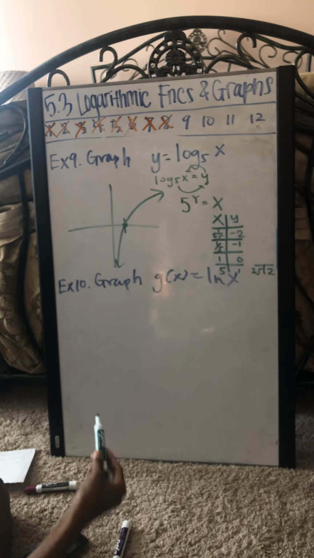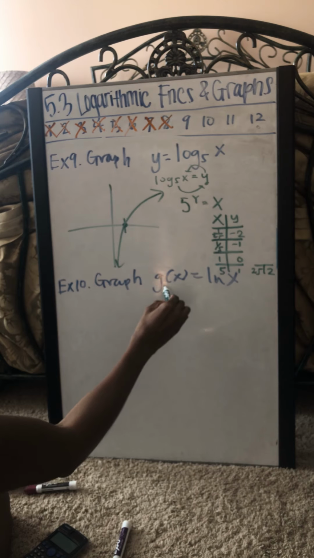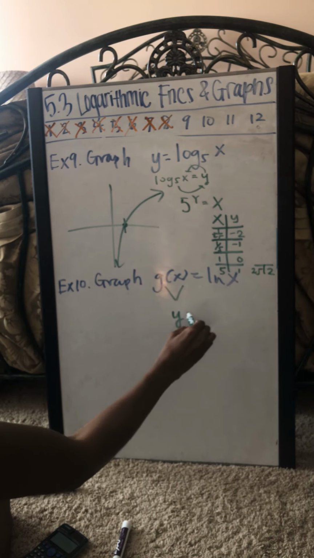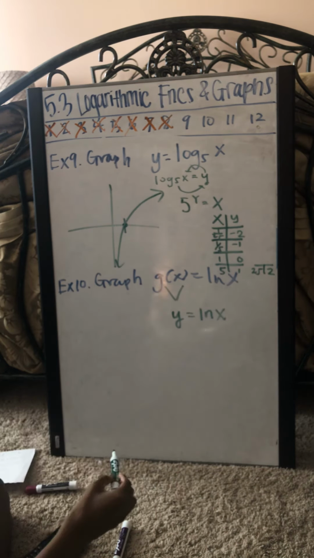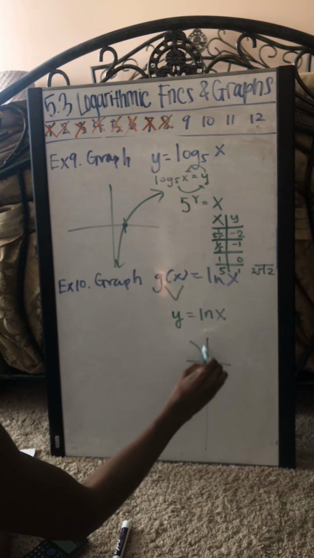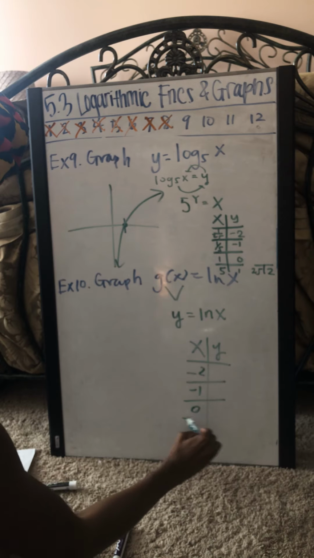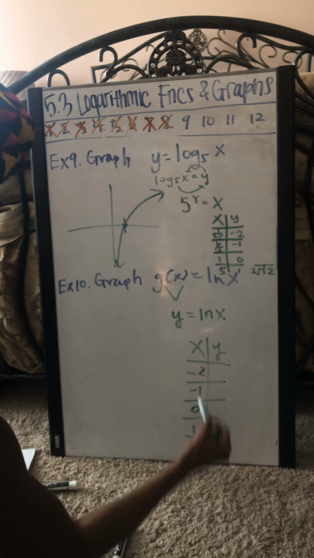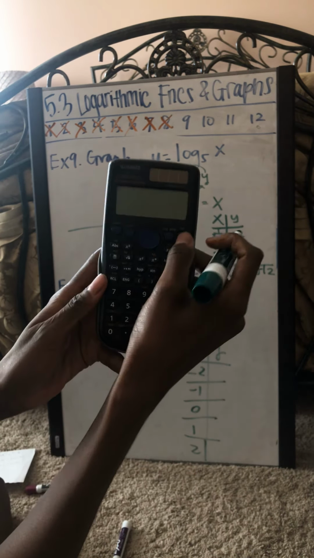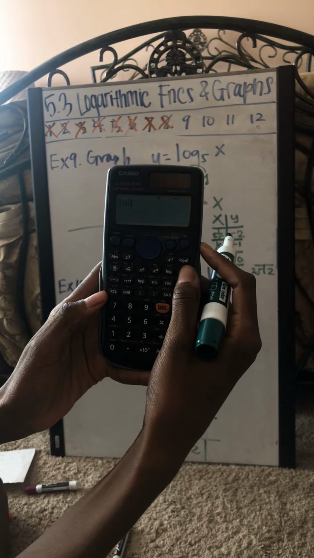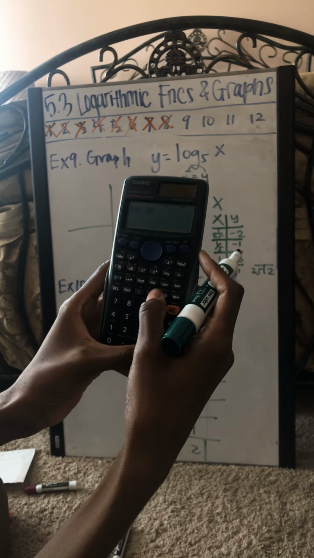honestly, you really could just use your calculator. So this g of x is a fancy way of saying y, right? So we have natural log x. We can make our t-chart, x, y, and again we can do -2, -1, 0, 1, and 2. And we're plugging in values for our x, so we can just use our calculator and do natural log of -2.